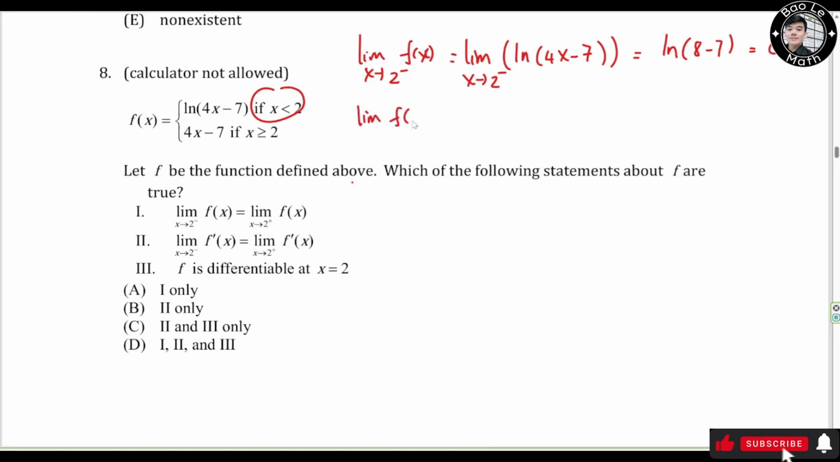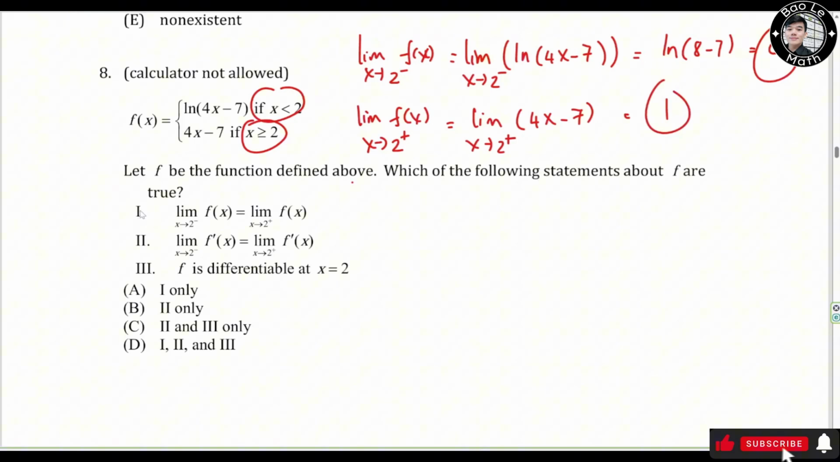The limit of f of s when s approaches 2 plus is going to be this piece right here, right? So it's the limit of 4s minus 7 when s approaches 2 plus, and it's going to be 1, right? Now this one and this one are different, right? So the limit right here does not exist, right? So statement number 1 is wrong.